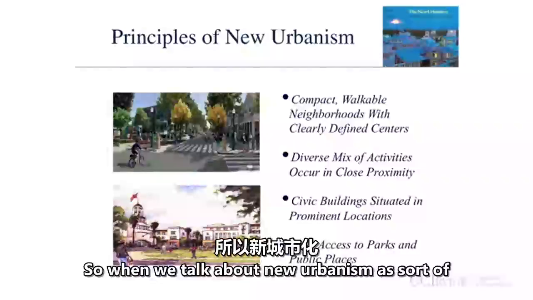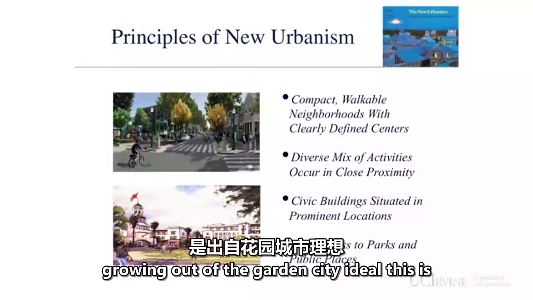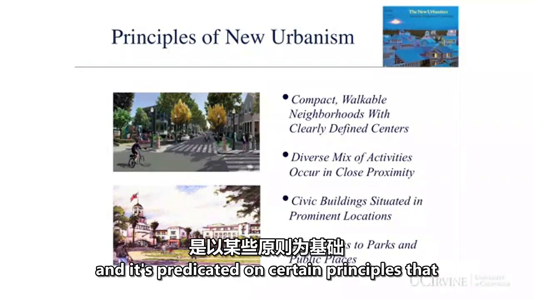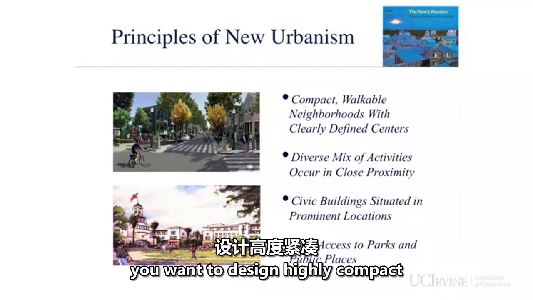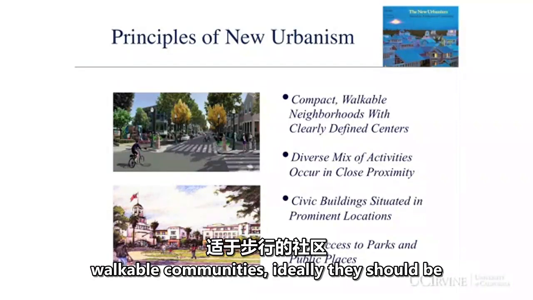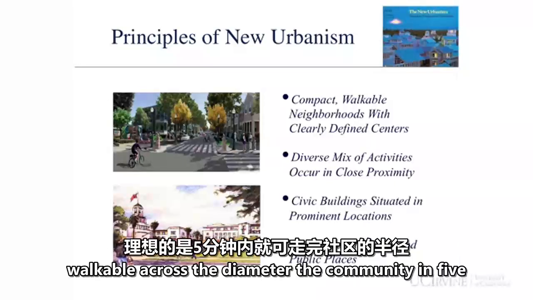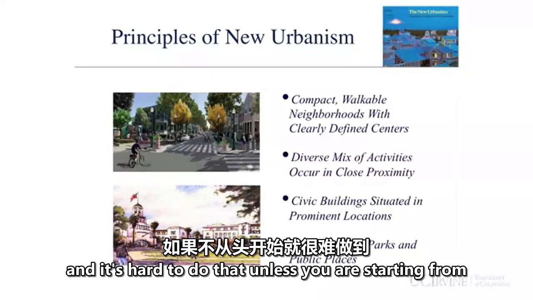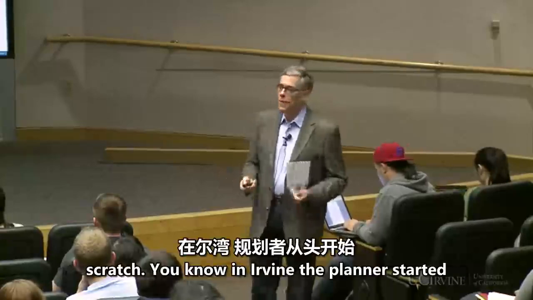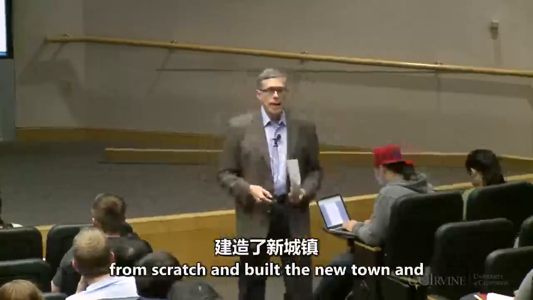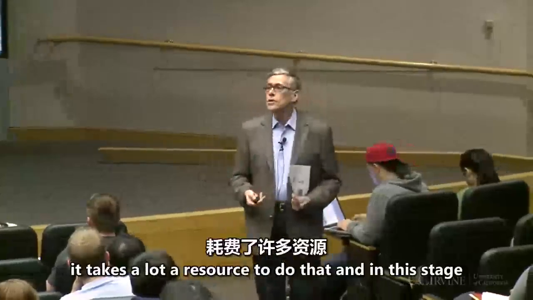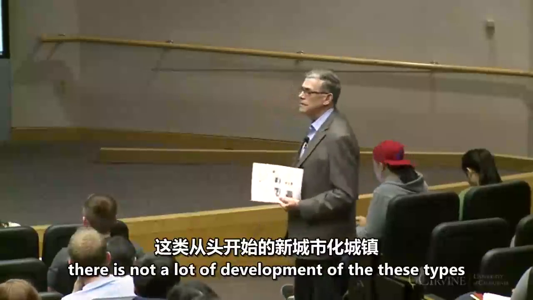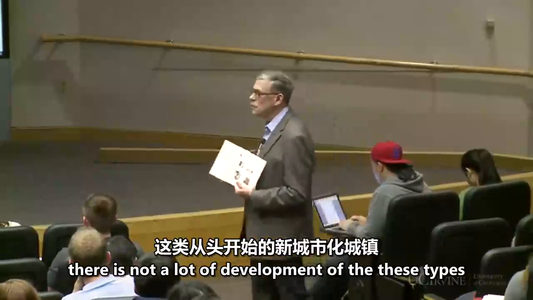So when we talk about new urbanism as sort of growing out of the garden city ideal, this is a very popular trend in urban planning theory today. And it's predicated on certain principles that you want to design highly compact, walkable communities. Ideally, they should be walkable across the diameter of the community in 5 minutes or less, which is a fairly small community. And it's hard to do that unless you're starting from scratch. In Irvine, the planners started from scratch and they built a new town. And it takes a lot of resources to do that. And in this day and age, with the budget shortfalls that we have, there's not a lot of development of these types of new urbanist towns from scratch.